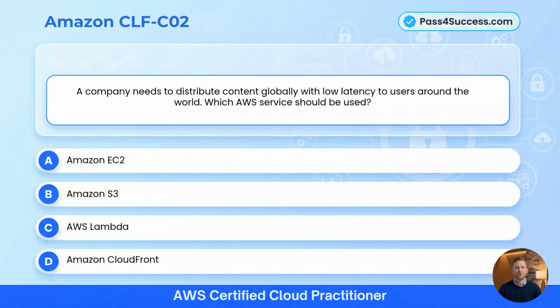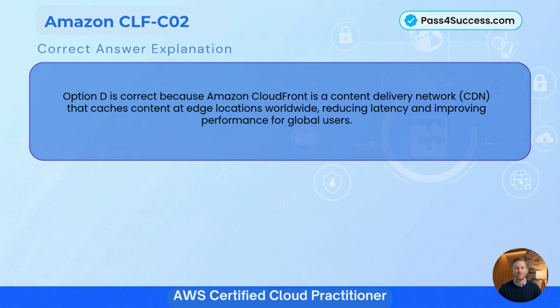Question number 4. A company needs to distribute content globally with low latency to users around the world. Which AWS service should be used? Option A, Amazon EC2. Option B, Amazon S3. Option C, AWS Lambda. Option D, Amazon CloudFront. Option D is correct because Amazon CloudFront is a content delivery network, CDN, that caches content at edge locations worldwide, reducing latency and improving performance for global users.